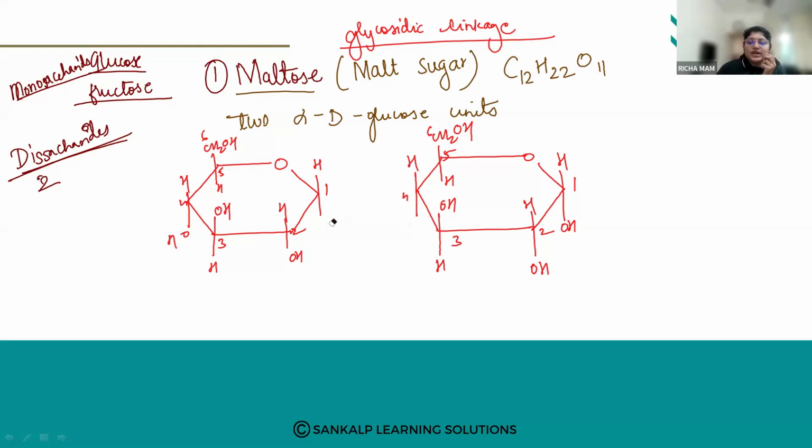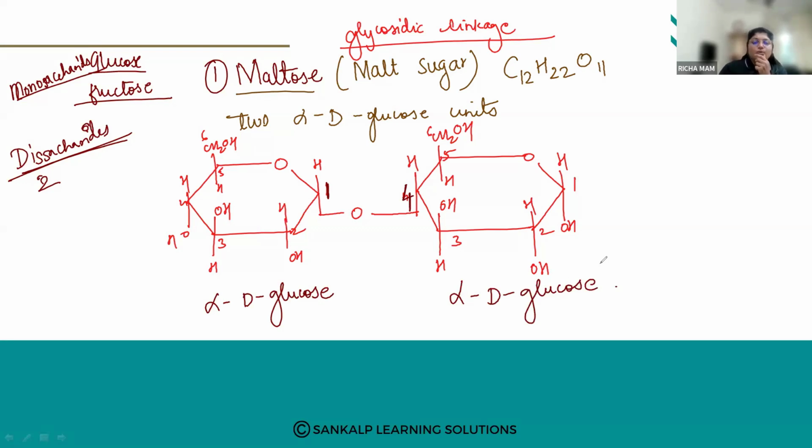So these two groups are linked by a link which is called the glycosidic linkage. Here both the OH are there, right? Maltose is made up of two alpha D glucose units, and the link is present between the C1 of one glucose unit and the C4 of another alpha D glucose unit. You have to remember this about maltose.